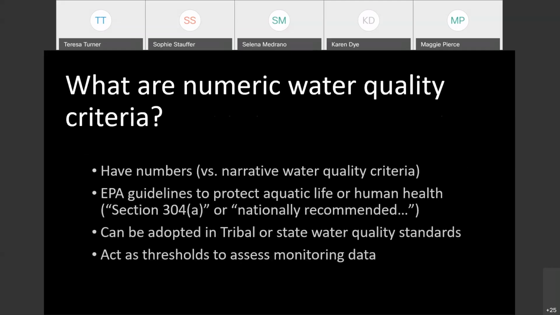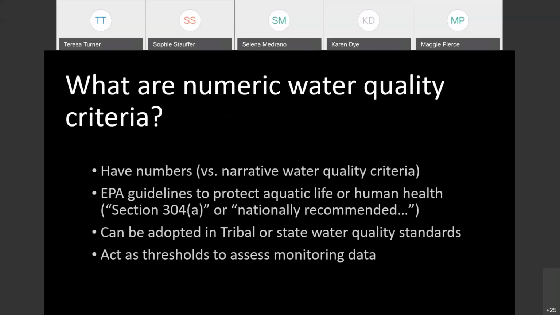So first, let's talk about what are numeric water quality criteria. I know it sounds silly to say, but they have numbers in them. The distinction we're making here is with narrative water quality criteria. EPA encourages tribes and states to adopt narrative water quality criteria, which describe a condition or an expectation for a water body or the waters of the reservation. The numeric water quality criteria may be in some tables, they may be scattered throughout the standards, or they may not be. They may not be in standards.